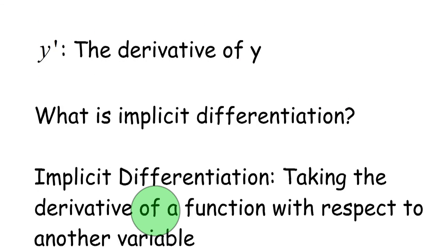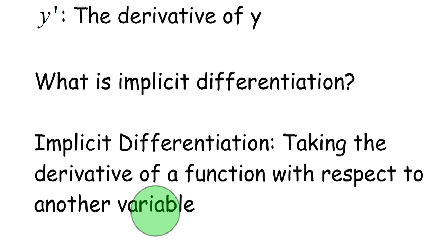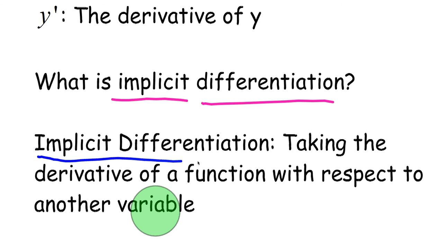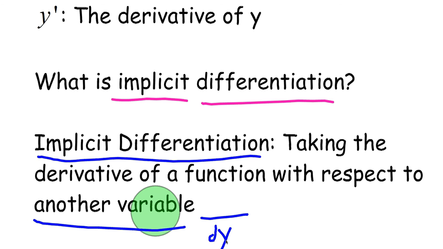So what is implicit differentiation? How is it different than the normal definition of the derivative dy dx? Well, implicit differentiation is taking the derivative of a function with respect to another variable. In other words, dx is not going to be on the bottom anymore. Let's erase x and put, say, dy. Now, I've actually talked about this before. I've thought about this a lot philosophically.